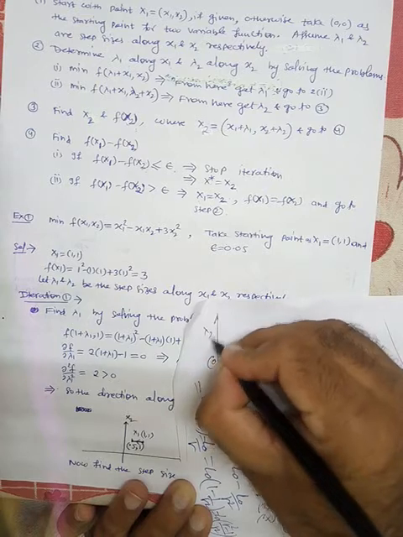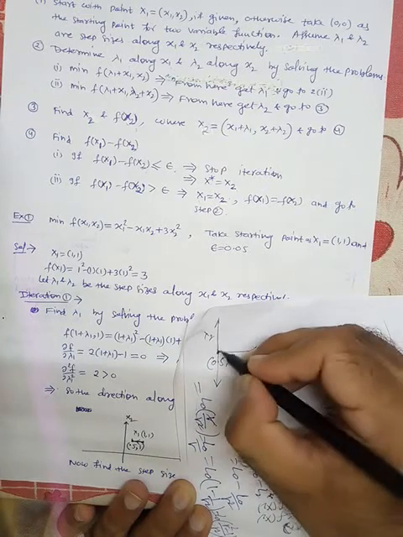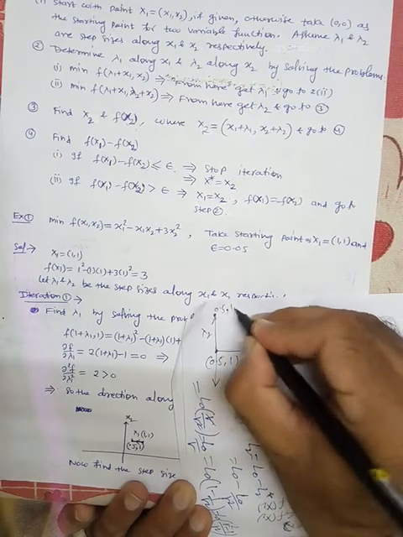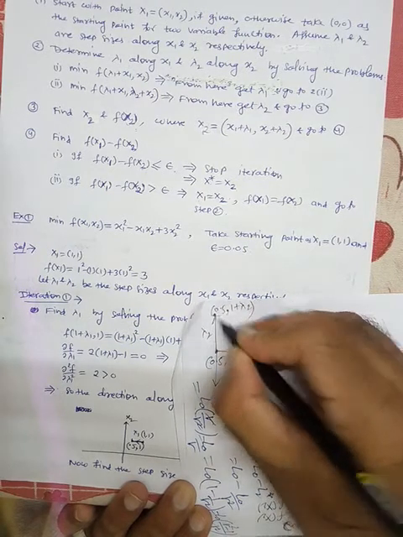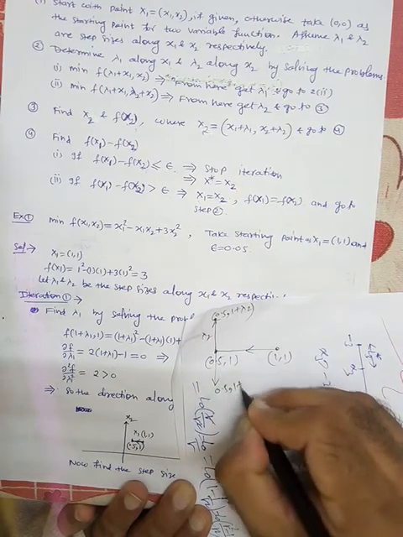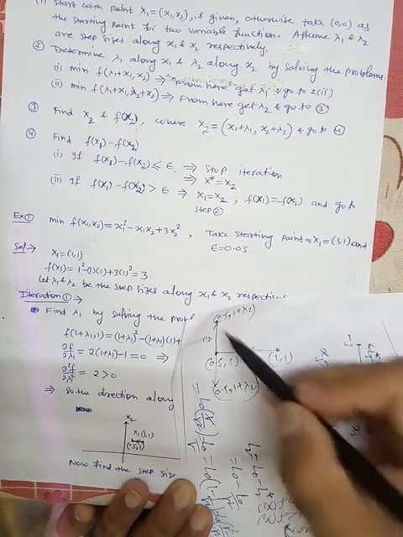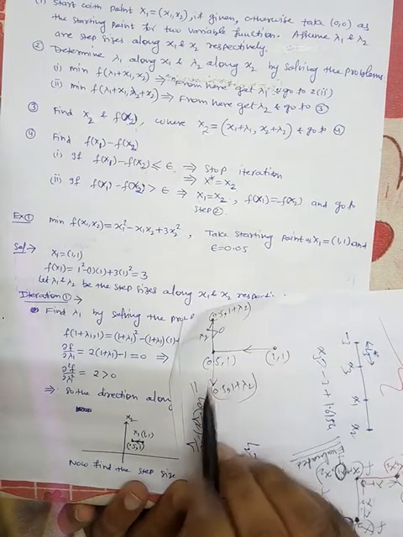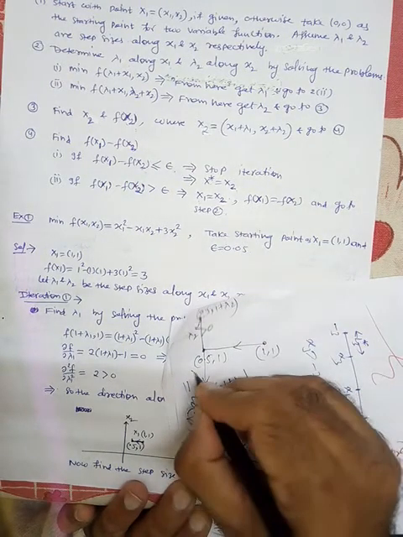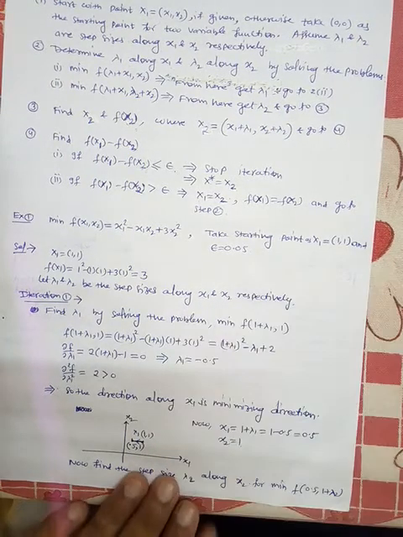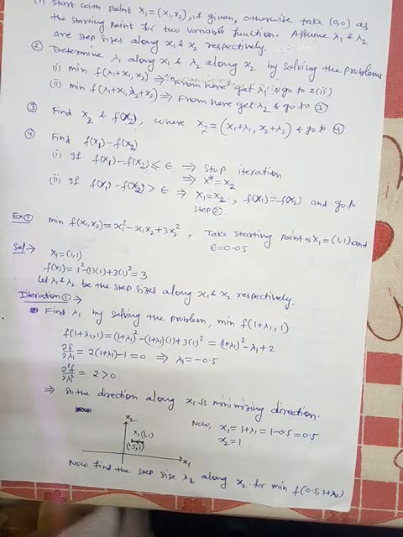If lambda 2 is for example here, then what will be the coordinate of this point? (0.5, 1 plus lambda 2). If we are moving in this direction, then (0.5, 1 plus lambda 2). Depending upon whether lambda 2 is positive, we are moving in this direction. If lambda 2 is negative, then we are moving in this direction.